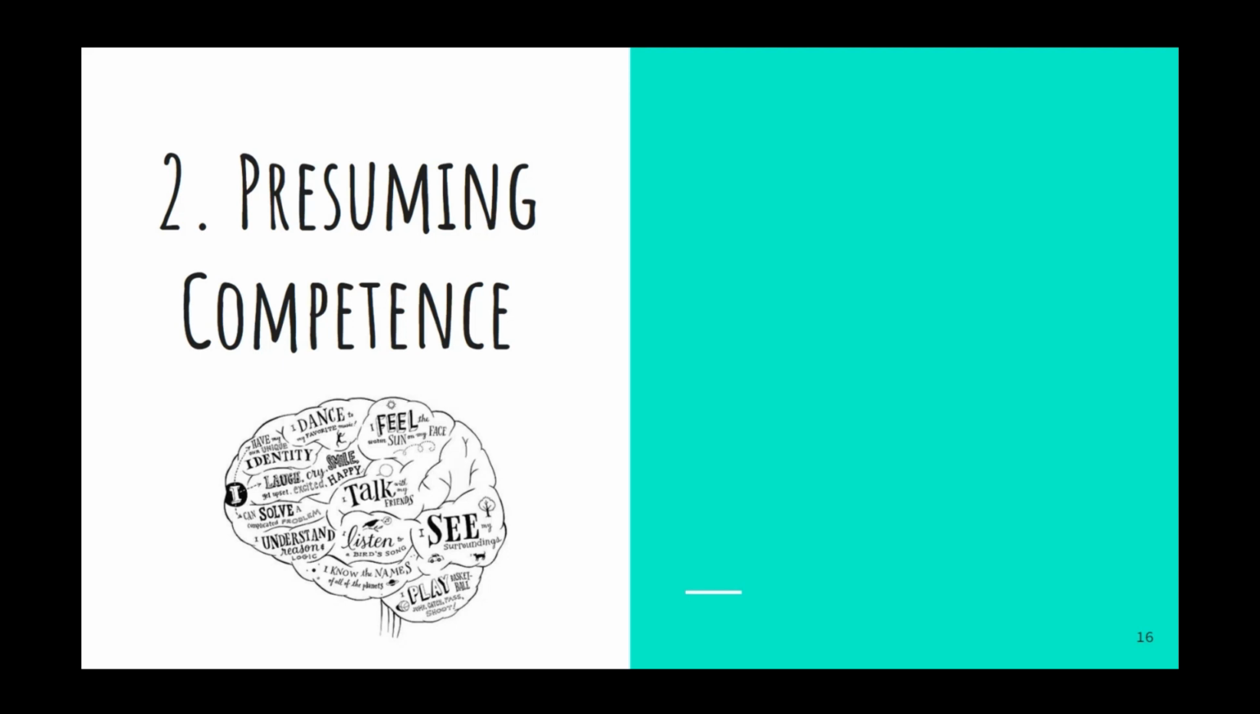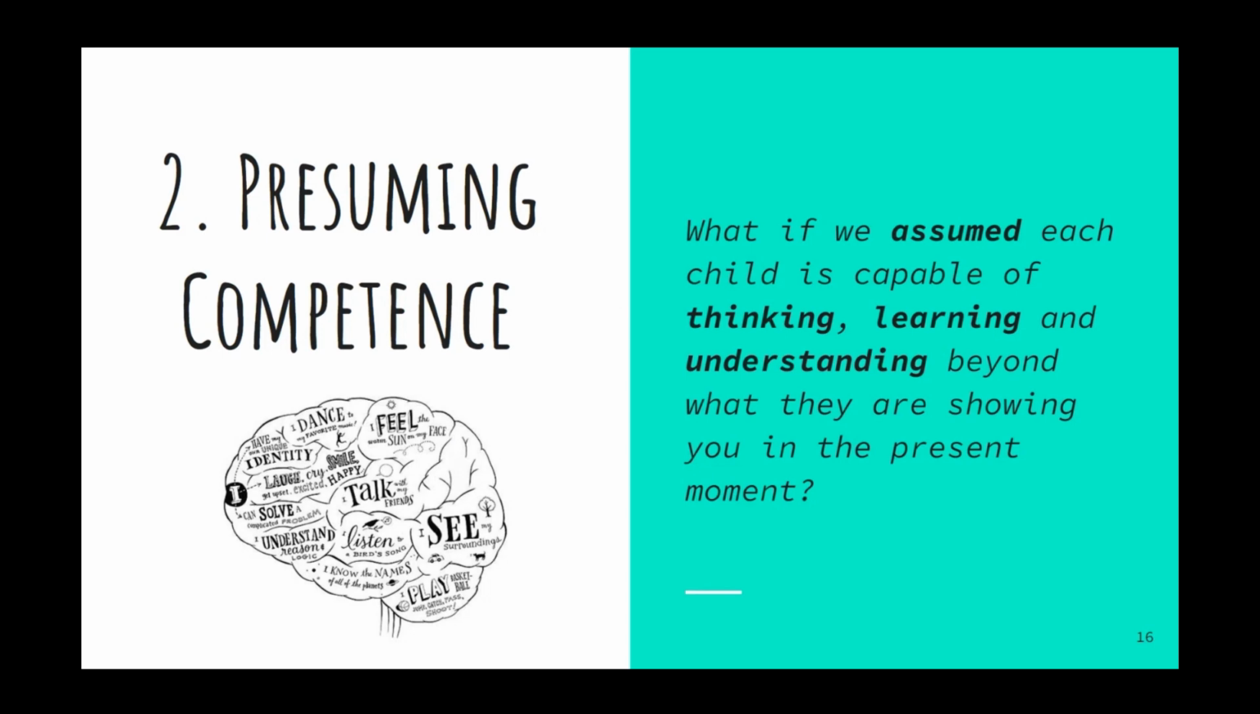So the second thing to think about is presuming competence. What if we assumed each child is capable of thinking, learning, and understanding beyond what they're showing you in the present moment? GLP shows us that echolalia is communicative, so we can presume that that child has competence in communicating. Even if we're not sure of what that communicative intent is, it's really important to acknowledge it and presume competence unless it's clear that they're not communicating.